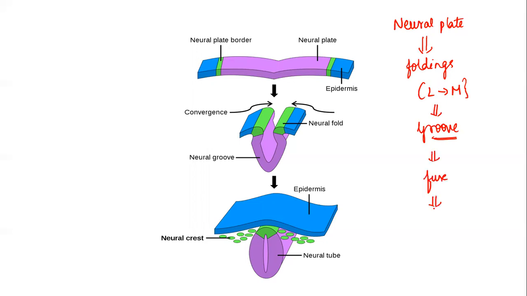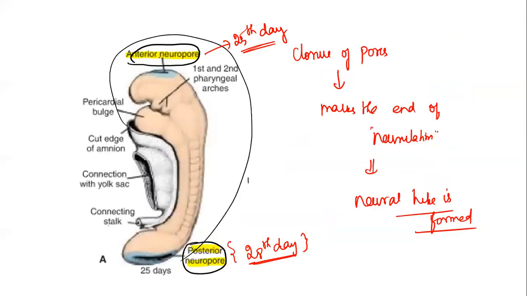As a result of fusion, the neural groove along with the crest cells detach from the underlying layer and form a separate structure called the neural tube. As it keeps growing, this tube is characterized by the presence of the anterior neuropore and the posterior neuropore, which have to be closed. That marks the end of neurulation. The anterior neuropore closes at the 25th day and the posterior neuropore closes at the 28th day. Both establish a connection of the embryo with the amniotic cavity. So this is about your neurulation.